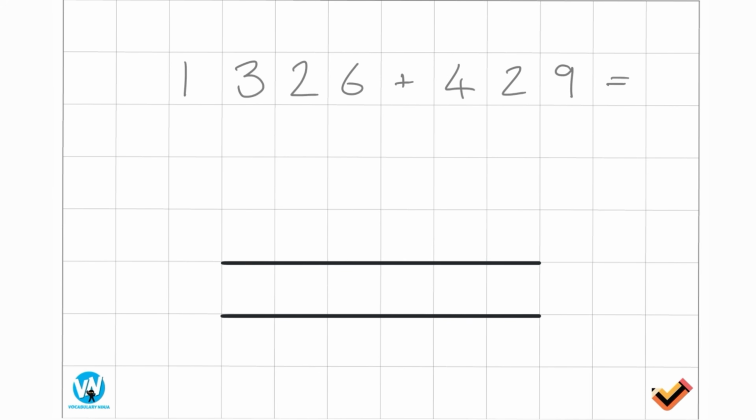So the questions themselves are not giving you a strategy. We're looking at column addition. They're not giving you a strategy. You can answer however you wish. I'm now showing you a strategy that you can use, and we're using column addition. So what we would do essentially is begin to write the question out. We've got 1,326 and we've got 429 to add.